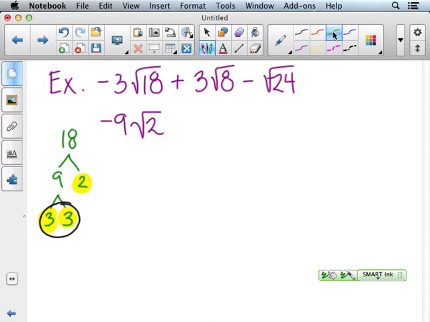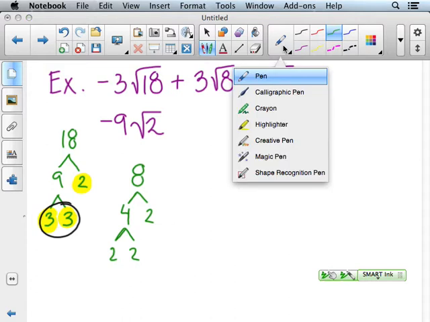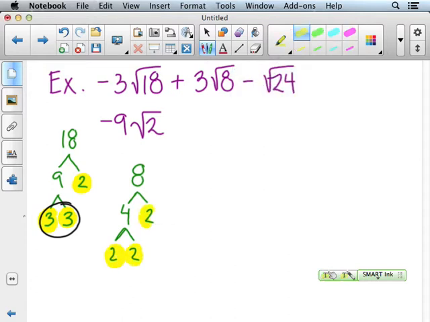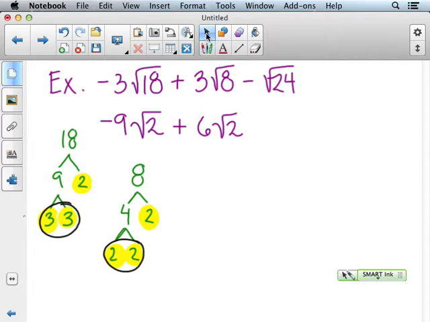Same thing with the 8. I'm going to factor tree. 8 is 4 times 2. 4 is 2 times 2. Here are my primes. Because we're doing a square root, I'm looking for pairs. This 2 comes outside and this other 2 stays inside. Because there's already a 3 outside, this 2 that we're taking out is going to multiply with the 3 that's already outside. So we'll have 6 square root of 2. Okay, the other 2 is what's left over.